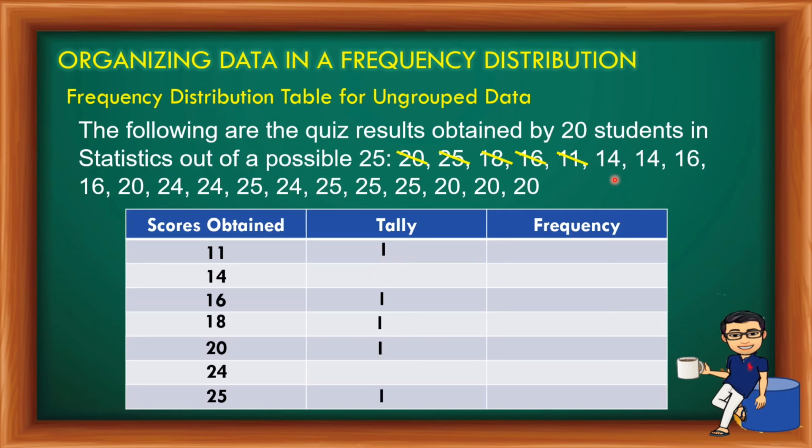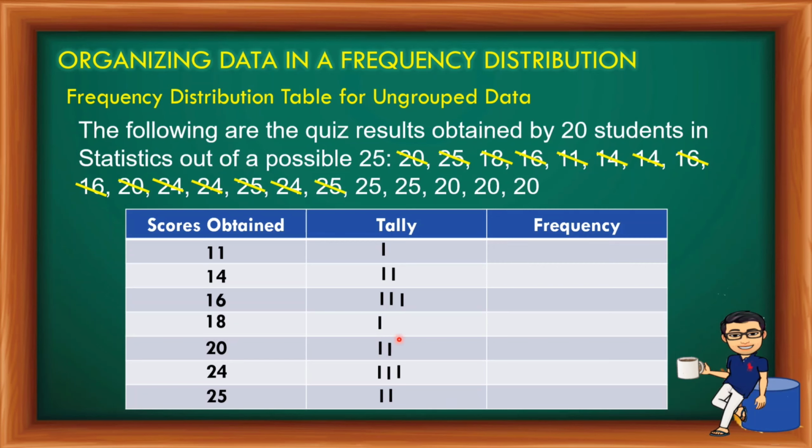11, we put it here. Then 14, dito tayo sa 14. 14 uli. So, we put it 14 here. Then 16. Nasaan ang 16? Dito tayo. Then another 16 here. So, we put it here. 20. Lagay natin doon. 24. Sulat natin dito sa 24. Then 24 ulit. Dito ulit tayo sa 24. Then 25. Lagay natin dito 25.